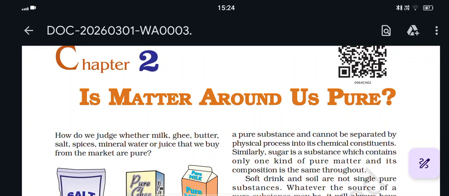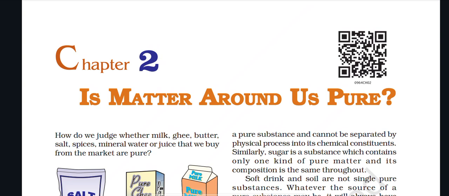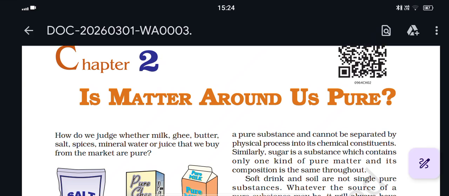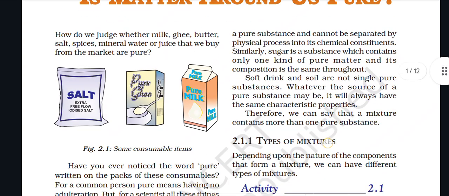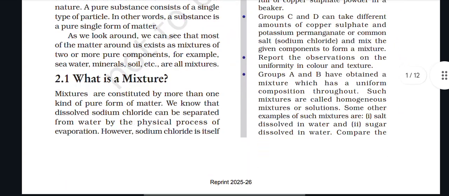Hello students, today we are going to learn about chapter 2 of class 9 science, and the chapter name is "Is Matter Around Us Pure?" Let's go into the topic.